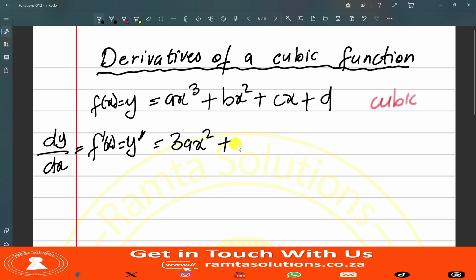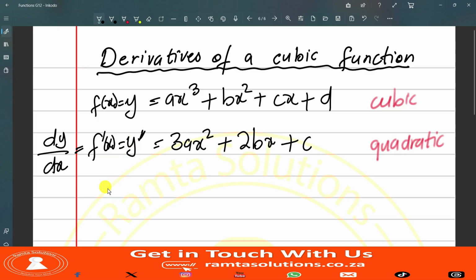In the same way, drop the 2. This becomes 2b. With the x, it was to the power 2. When you subtract 1, it will be to the power 1. Plus, the power here is 1, so this will become c, and since it's 1, subtract 1, it becomes 0. So x to the power 0 is 1. Then obviously the d will become 0. Now, when you look at it, 3ax squared, what do you call this? It is a quadratic.